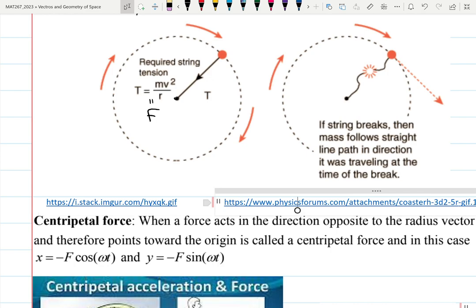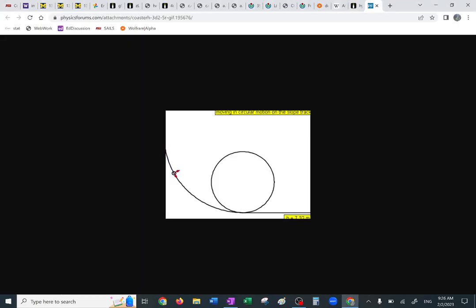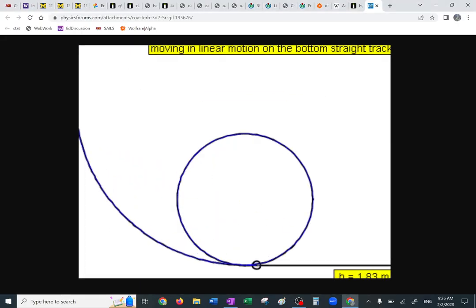And this one, physics forums. Look at that. See how it increases. Drags more or less towards the center. And the gravity, you see, it also takes it back. Pretty cool idea here.